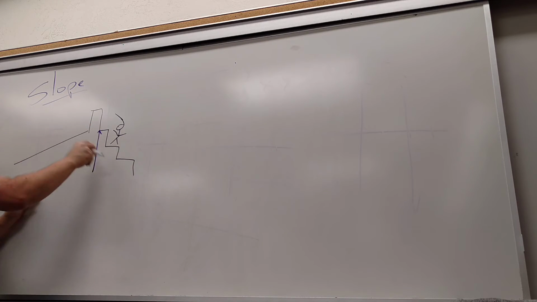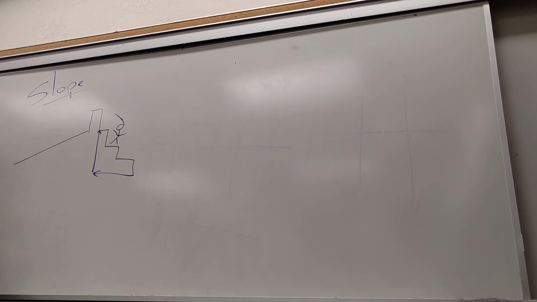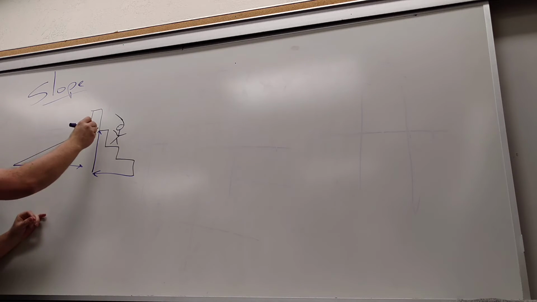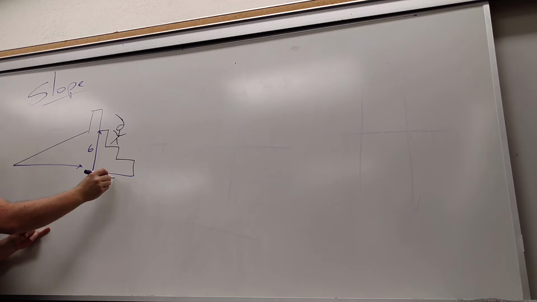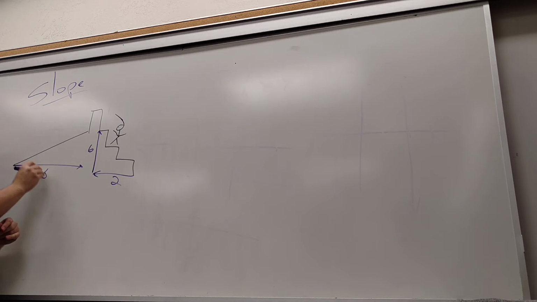Here's my change in elevation for both. This one does it in this much distance, but this one spreads it out over this much distance. So slope makes sense. So let's say this is, I don't know, 6 feet up, and this is 2 feet over, but this is 8 feet over.